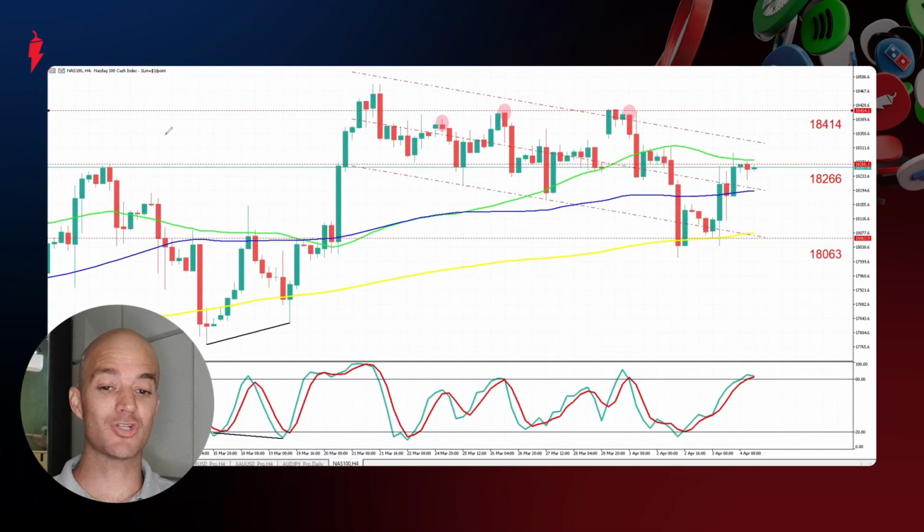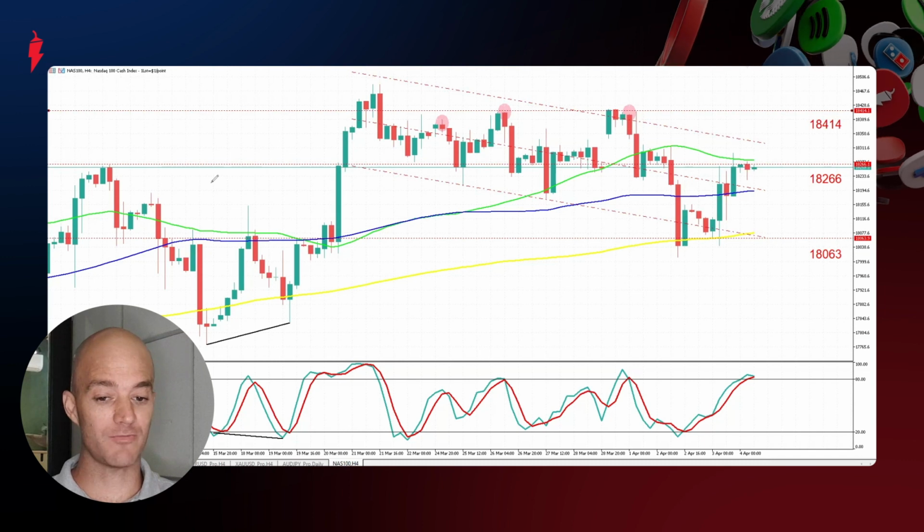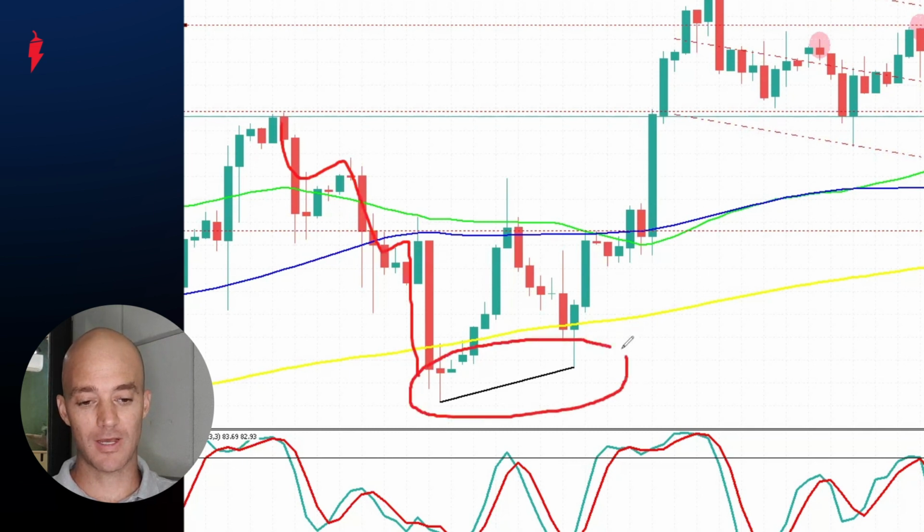Hello traders, my name is Jacques and we're currently taking a look at the Nasdaq on a 4-hour time frame. Now as you can see, the market made a steady move to the downside up until we found this very nice divergence, a bullish divergence.